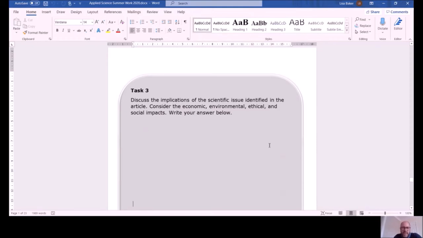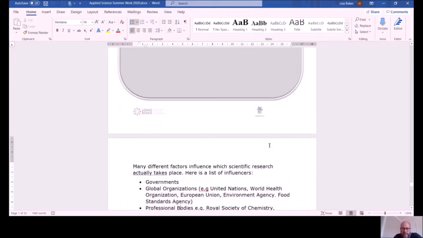So from the article, can you consider what are the economic benefits or downsides of using chickens for medicine? What would be any environmental issues? Are there any ethical issues? I can imagine people will have ethical issues about using chickens in this way. And what might be the social impacts? Is it that new jobs might be created from this kind of industry?